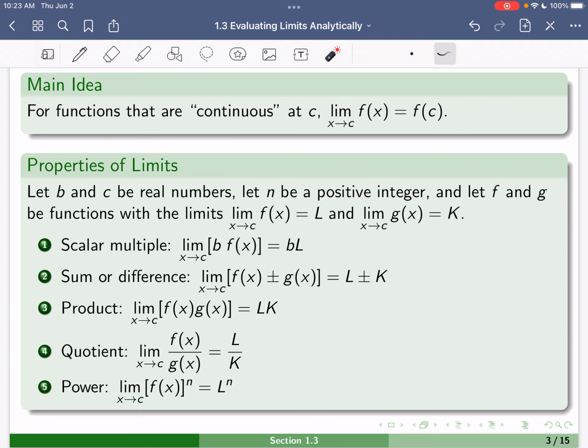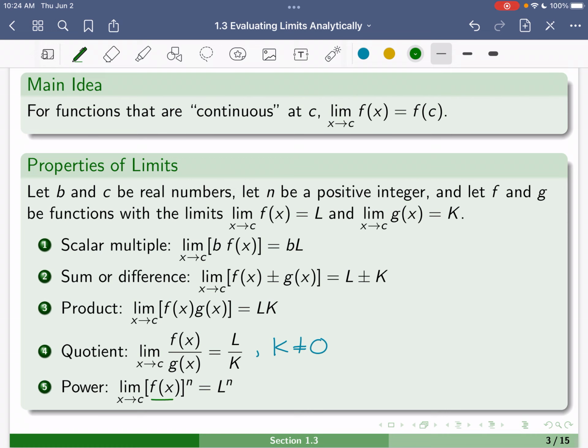If we have a quotient, one function divided by another, the same thing is true. The only time we would need to worry about that is if k was 0 itself. So as long as that value of k, that limit, is not 0 on the denominator, we'll be fine. If it is 0 on the denominator, there's more work that we would have to go through.